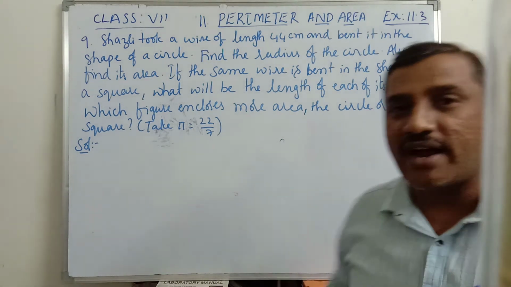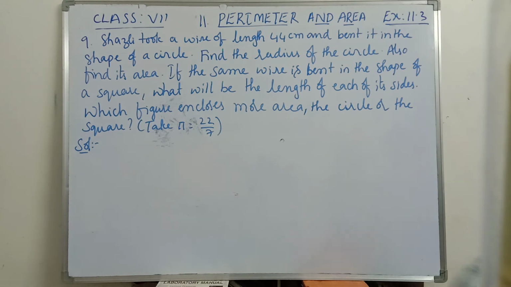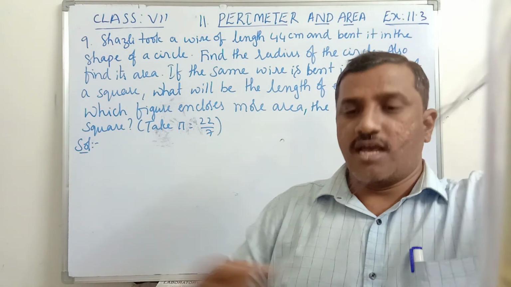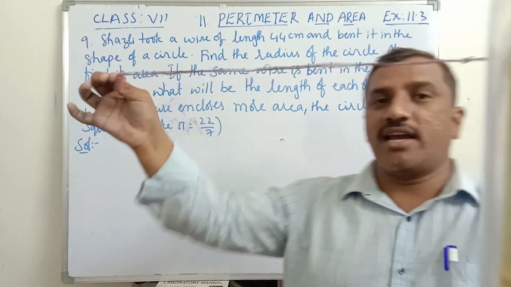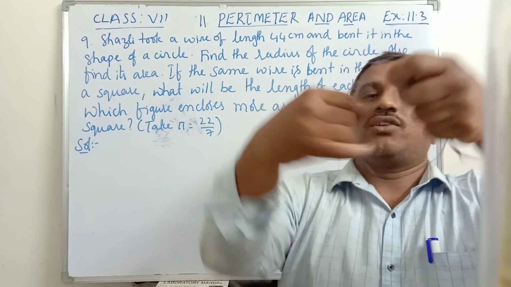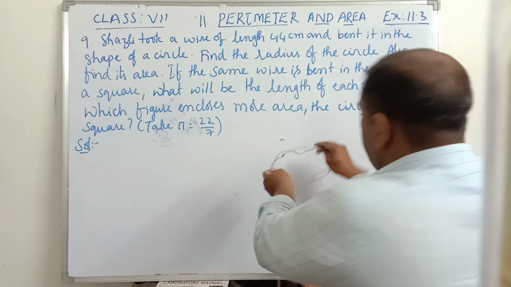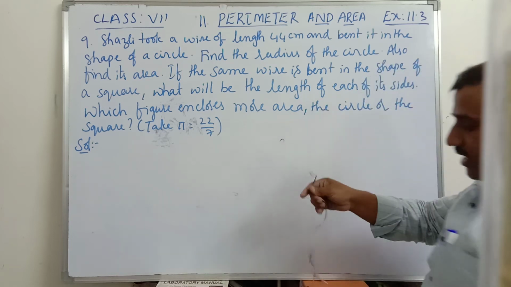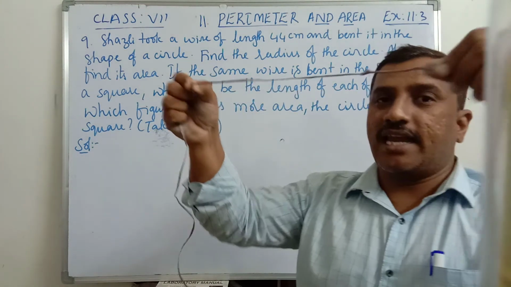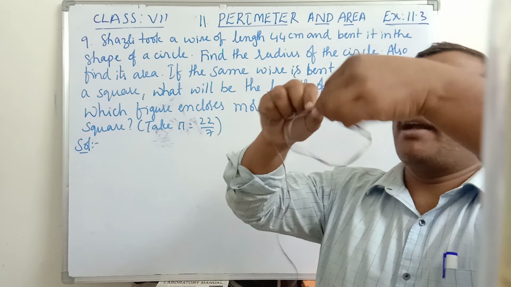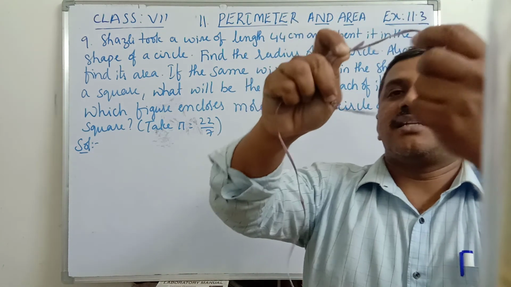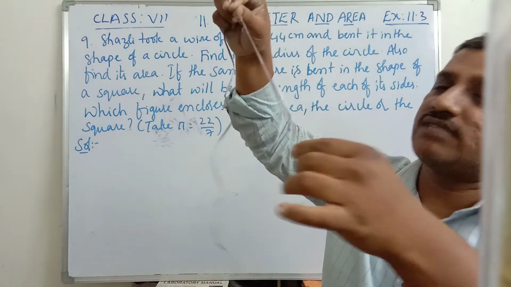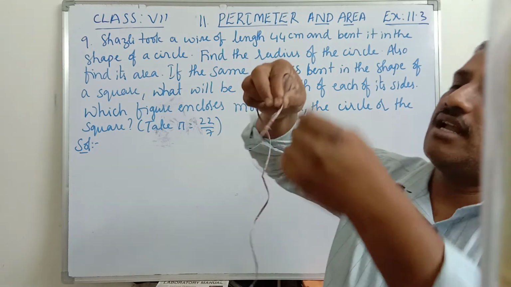Once we know its radius, we can find the area. Let me show you here. This is a wire of 44 centimeters. Now it is made in the form of a circle. Just I have taken two layers. If you take only one layer, this wire of length 44 centimeters can be bent in the shape of a circle. Clear? This is a circle. Now the length of this wire is 44 centimeters. When it is made in the form of a circle, the total length gives you the circumference.